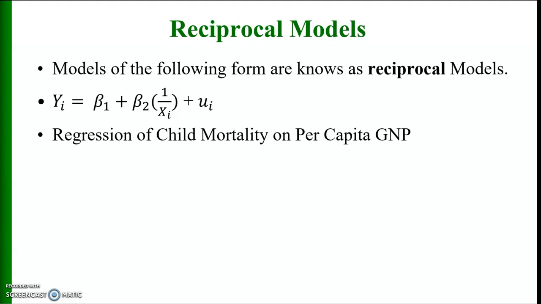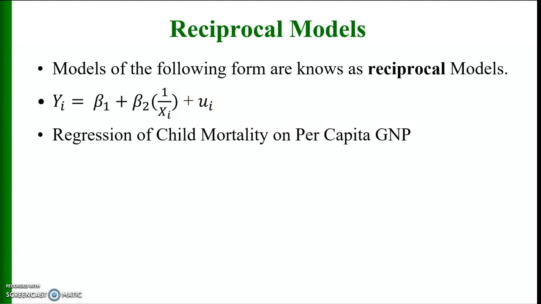Models of the following form are known as reciprocal models, where Yi is equal to beta 1 plus beta 2 times 1 by Xi plus Ui. In this model, Yi is the dependent variable, beta 1 is the intercept term, beta 2 is the regression coefficient, and here x enters inversely or reciprocally. That is why this model is known as a reciprocal model. And finally, we have the usual error term.